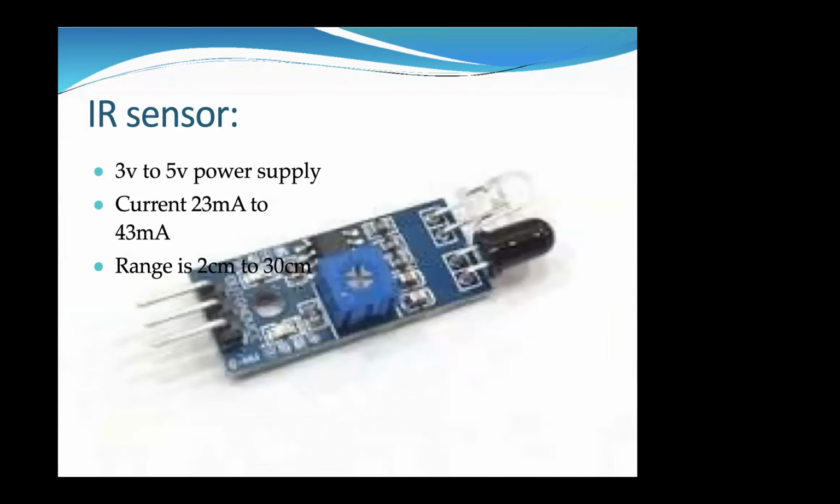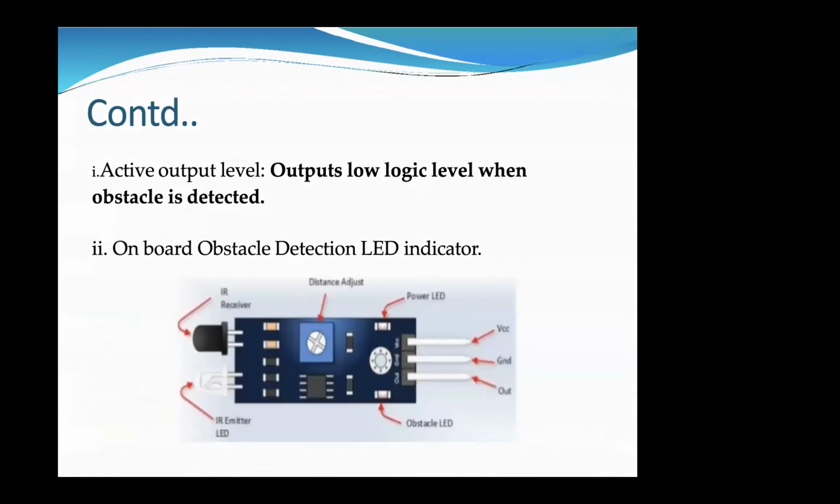For the IR system, we need a 3 volts to 5 volts power supply, a current of 23 milliamps to 43 milliamps, and a range of 2 centimeters to 30 centimeters. The output is a low logic level when an obstacle is detected. We can see the basic diagram of the IR sensor. You can see the obstacle LED, power LED, and the distance adjustment. We can see one IR receiver, the black one on the left side, and below that we can also see the IR emitter LED.